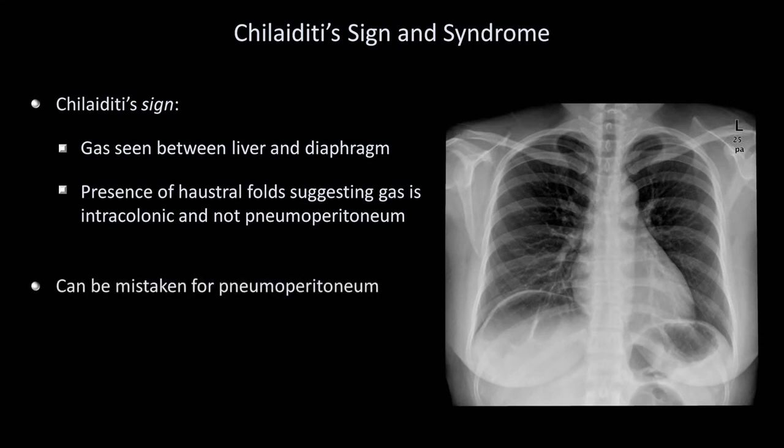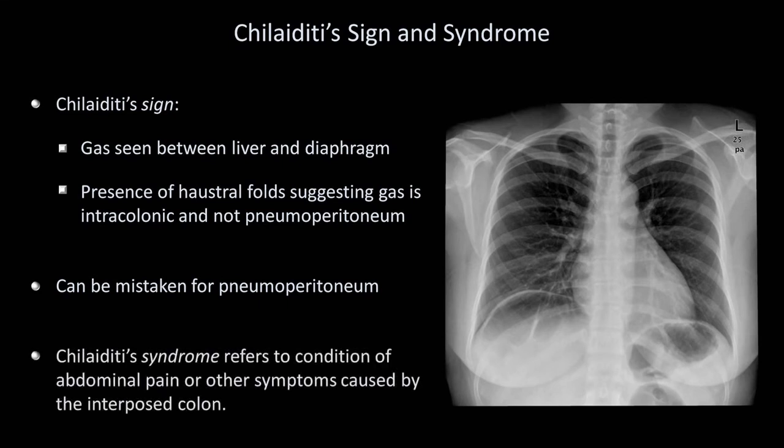Obviously, it's easily mistaken for pneumoperitoneum. Like a hiatal hernia, this can also be amazingly asymptomatic. However, the term Chilaiditi syndrome refers to the condition in which abdominal pain or other symptoms, such as those from obstruction, are related to the unusual location of the colon.